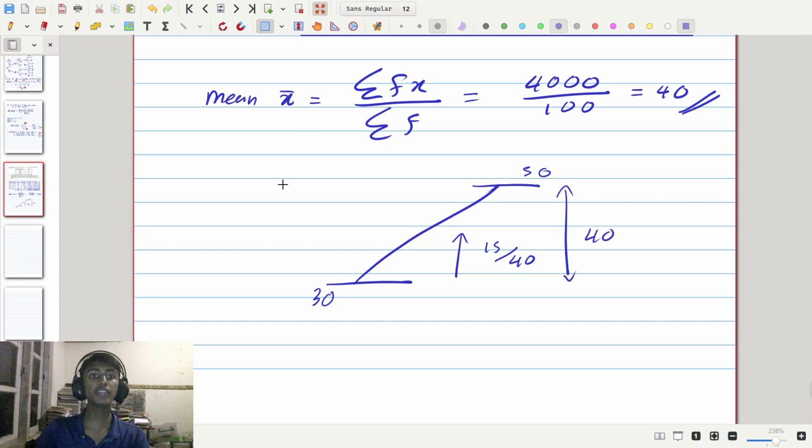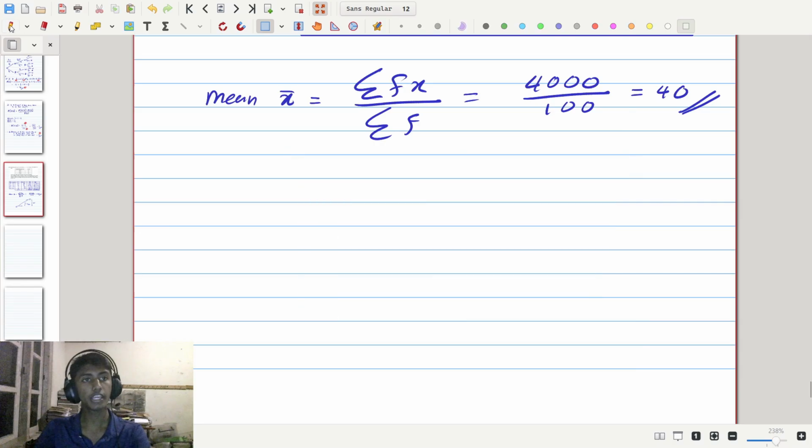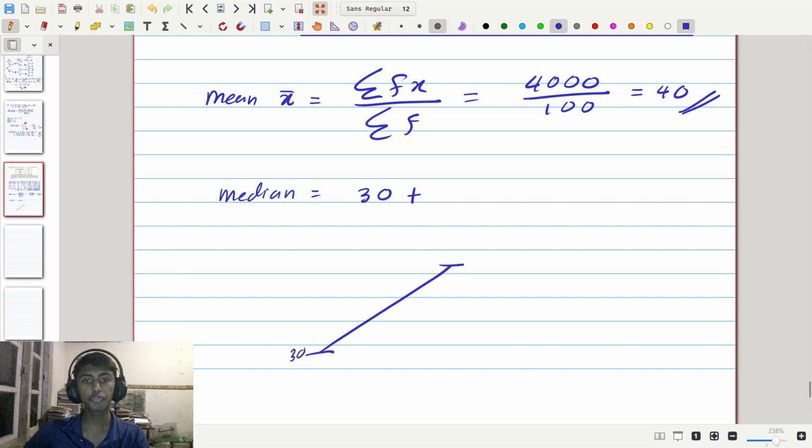Now if we convert this into a formula, the median is going to be 30, but then to that we need to add the extra distance that he goes within the range from 30 to 50, which, going upward, he has gone up a total distance of 15 out of the 40 people in between the range of 50 to 30. So the range here is 50 minus 30, which is 20.